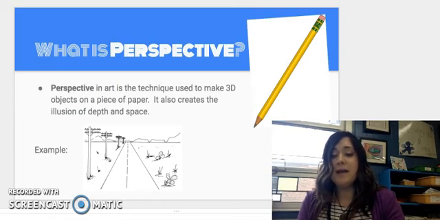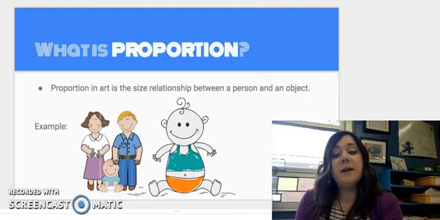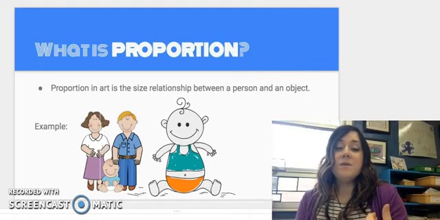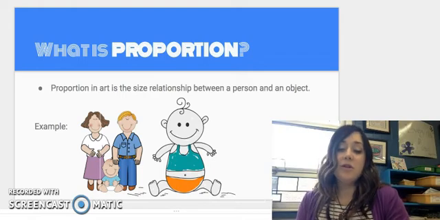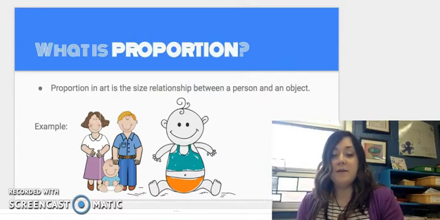So once you write down in your packet the answer, I want you to try to come up with your own perspective drawing. Once you've done your perspective drawing, I want you to work on the proportion part. So what is proportion? Proportion in art is the size relationship between a person and an object, or in the picture itself, what the objects are.